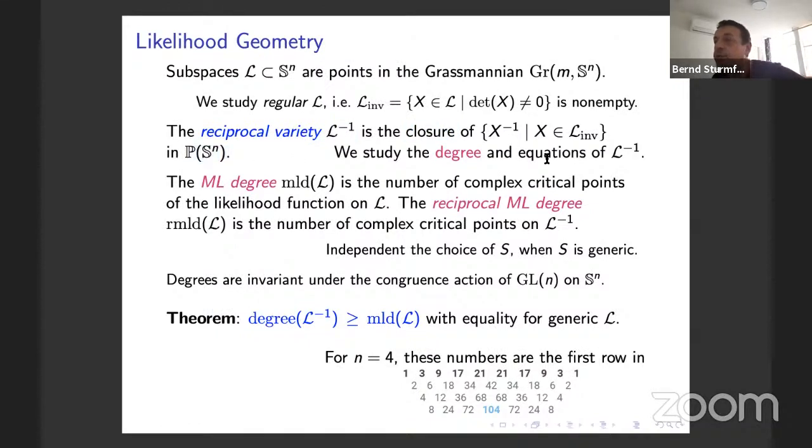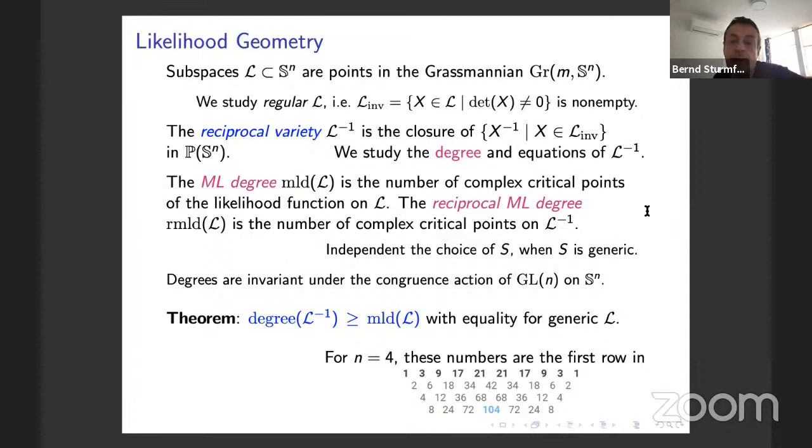If a projective variety walks in the door, the first question is, what is your dimension? The second question is, what is your degree? Then you might ask questions about singularities and equations and things like this. The algebraic degrees we're interested in capture the intrinsic algebraic complexity of solving the optimization problem in statistics. This is the ML degree, where we look at the likelihood function on L, the number of complex critical points, and the reciprocal ML degree is the number of complex critical points on the nonlinear variety L inverse.